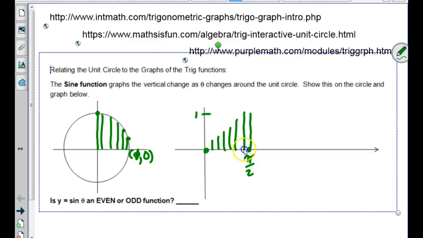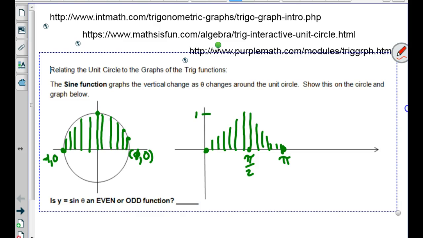gets to 1, okay? Then what happens to the y as we go into this quadrant? It decreases, but it's still positive, yes? The y value is getting smaller and smaller, but it's still positive. And then we get to what's the y variable here? The y variable is 0 at pi, right? It's down to 0. Okay.